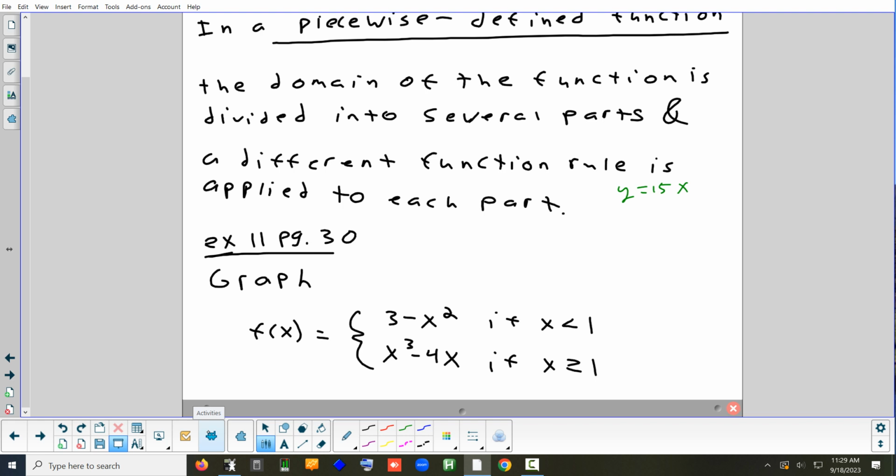Okay, so here's our 2 formulas. We have the formula 3 minus x squared, and then we have the formula x cubed minus 4x. If I said to you to find this, that means to plug 5 into the function and tell me the answer. Which one would you plug 5 into? The top formula or the bottom one?